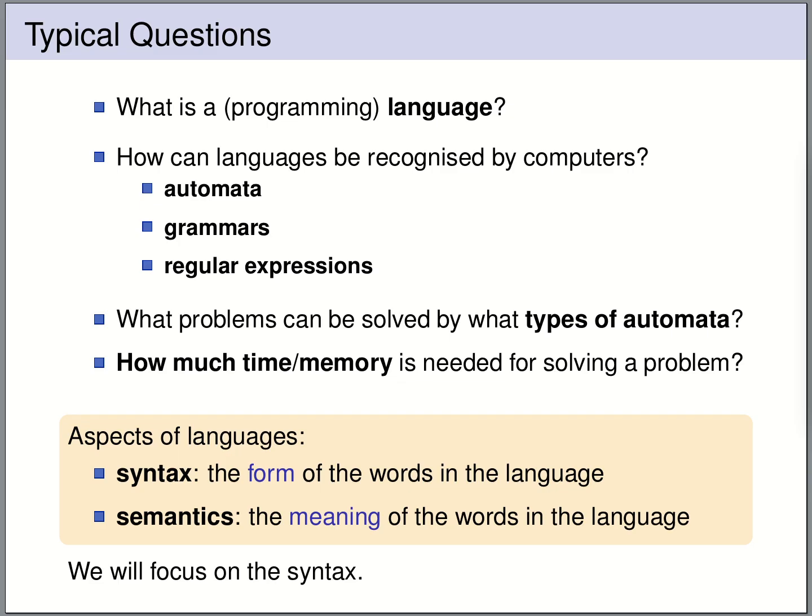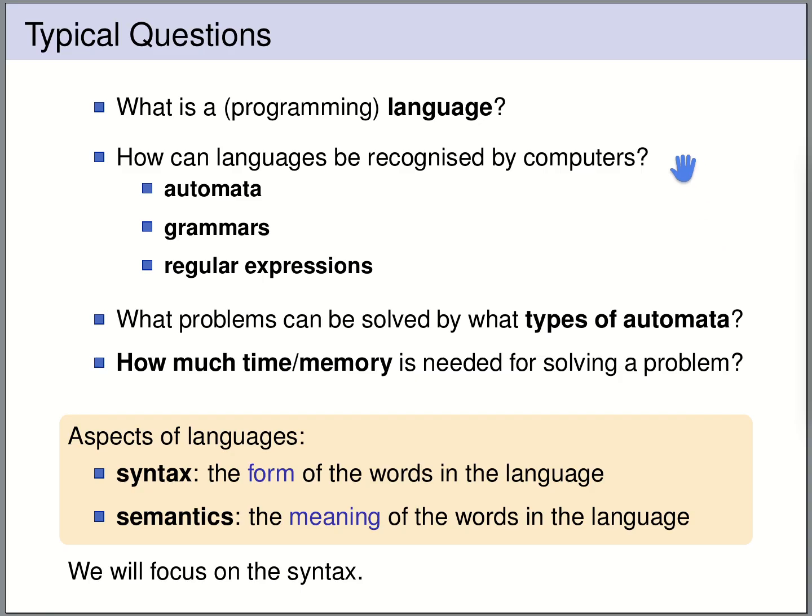This is a number of typical questions that we will look at in this course. First, we will look at what is a language. And here we are not interested in natural languages. We will not look at English, Spanish, German, and so on. But we look at formal languages, programming languages that can be understood by computers. When we look at languages, there are two main aspects. We have the syntax and we have the semantics. The syntax describes the form of the words in the language. And the semantics describes the meaning of these words. In this course, we will purely focus on the syntax of the language. We will not be interested in the semantics.